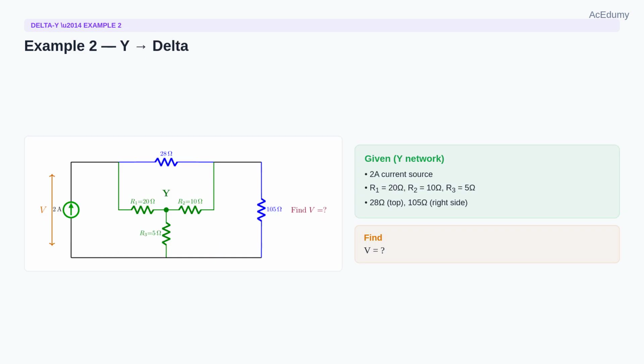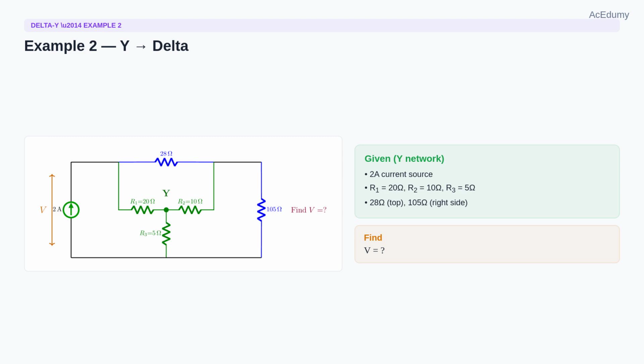Example 2. Y to delta. This time we have a 2 ampere current source on the left with voltage V across it. In the middle, a Y network with R1 equals 20 ohms going left, R2 equals 10 ohms going right, and R3 equals 5 ohms going down. There's also a 28 ohm resistor across the top and 105 ohms on the right side. We need to find V.